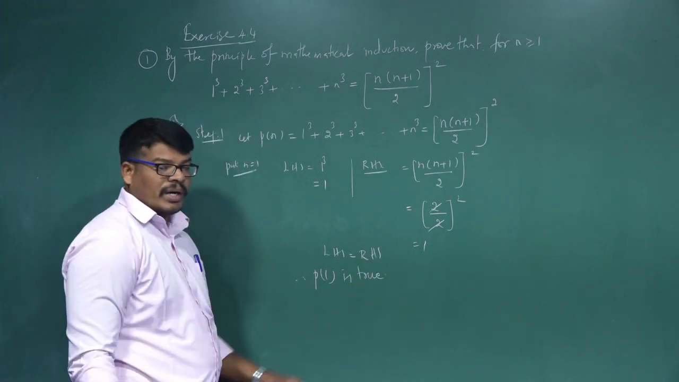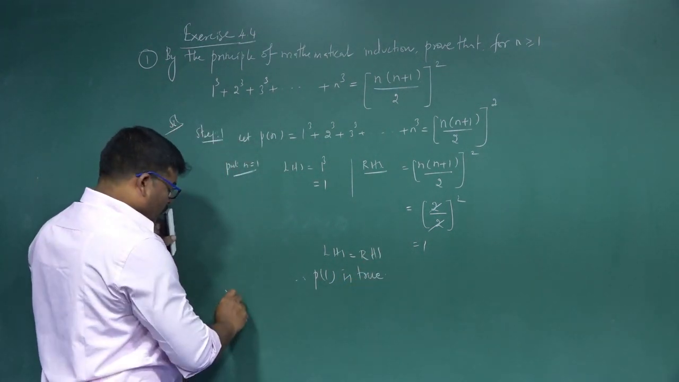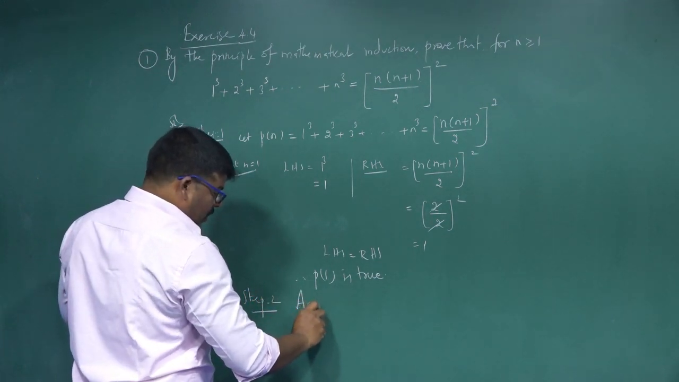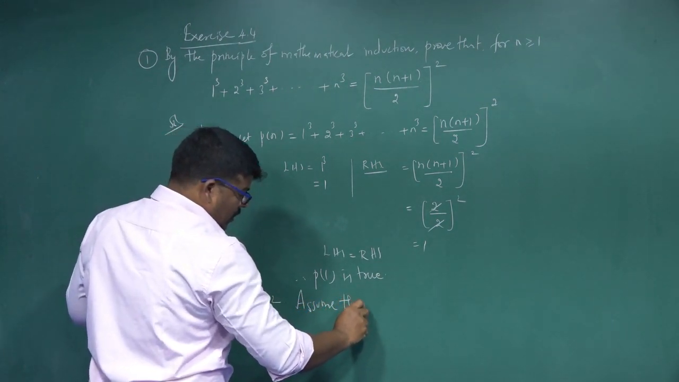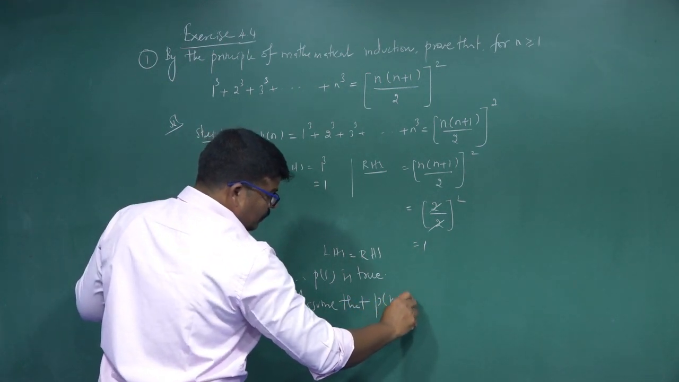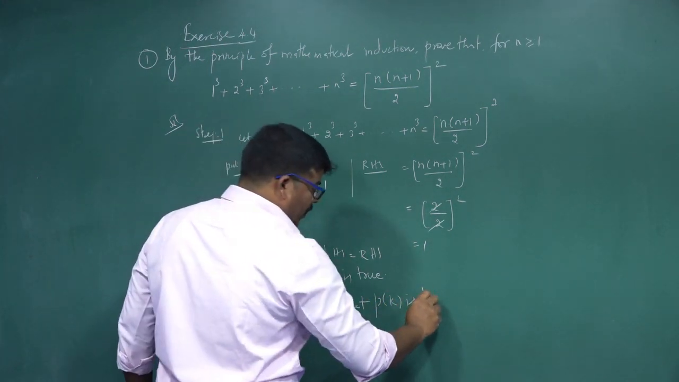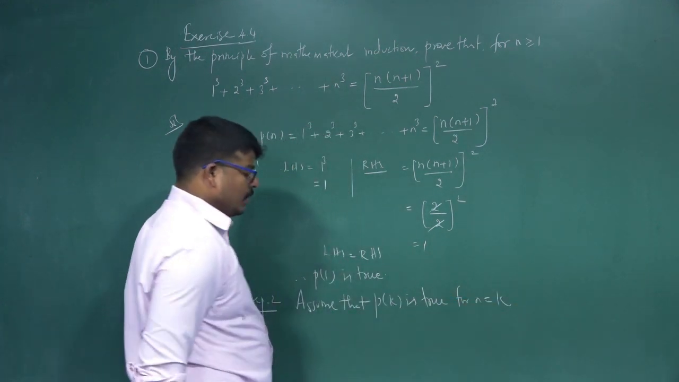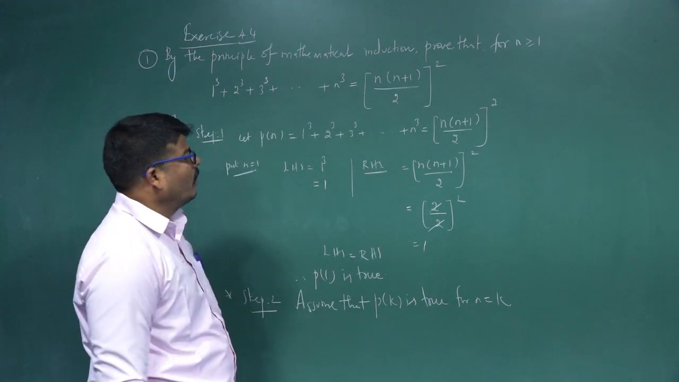P of 1 is true. And step 2. Assume that P of k is true. Assume that P of k is true for n equal to k.